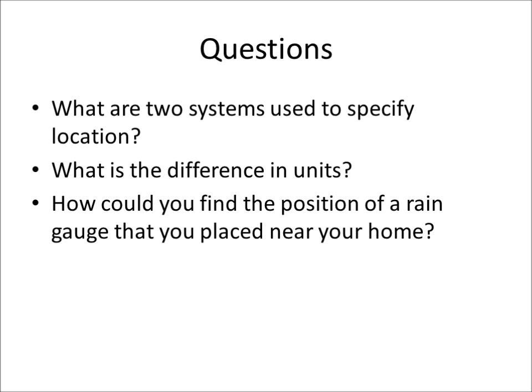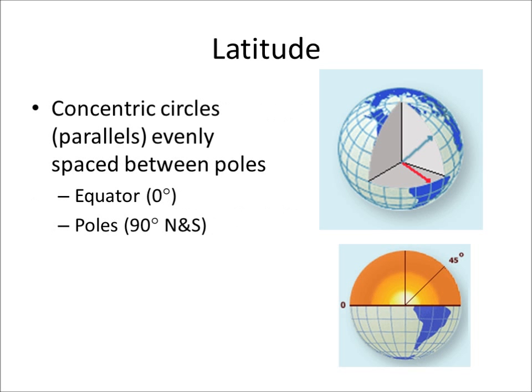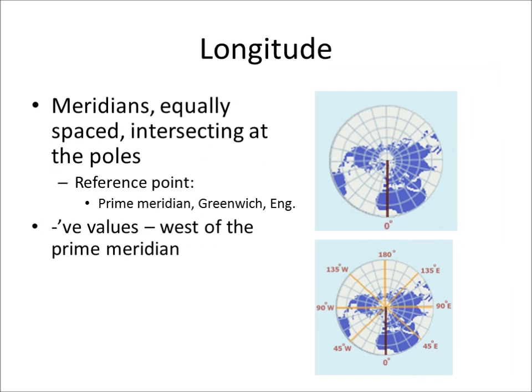coordinate systems. Okay, first, let's think of latitude and longitude. This is a system that essentially consists of concentric circles that are evenly spaced between the poles. These have their origins at the equator, which is considered to be 0 degrees, and the poles are 90 degrees north and south. So the units for this are degrees.